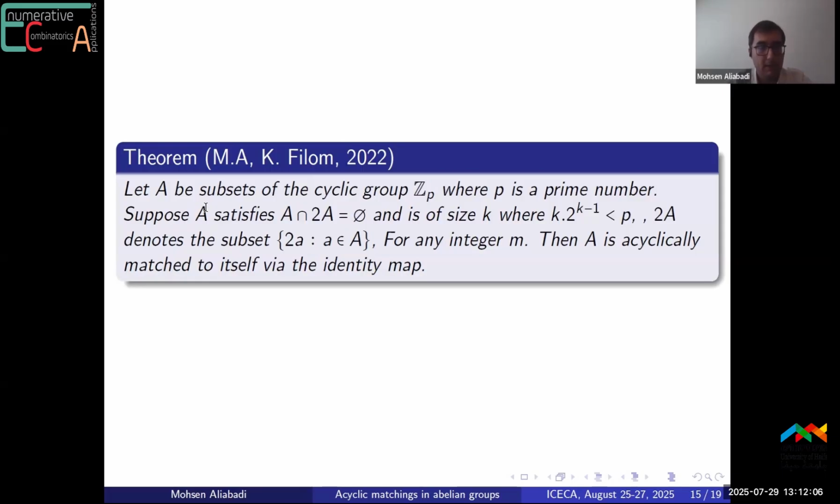So we reached this partial result about acyclic matchings in 2022 with my collaborator, Philo, as follows. Let's consider a subset A of a cyclic group Z_p, where p is prime. And let us assume that A satisfies this condition: A intersection 2A is the empty set. And also we have this additional condition on the size of the set A. Also 2A is defined as all a plus a, such that a is in A. Then A is acyclically matched to itself via the identity map.